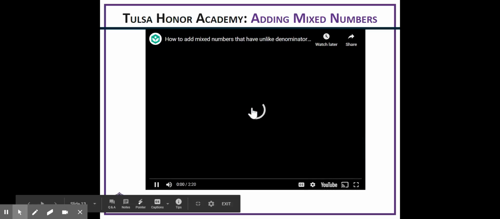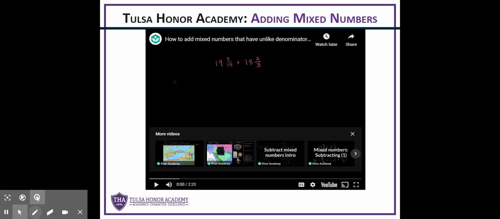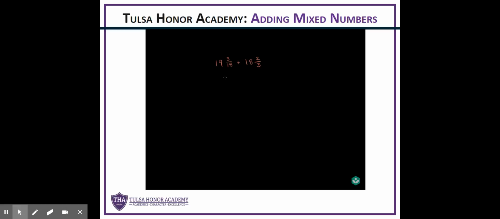So now we're going to go over adding mixed numbers. So a mixed number looks just like these two right here. Alright, I'll get the video started. Let's add 19 and 3/18 to 18 and 2/3. So I like to separate out the whole number parts from the fraction parts. So 19 and 3/18 is the same thing as 19 plus 3 over 18. And to that, we are going to add 18 and 2/3, which is the same thing as 18 plus 2/3.